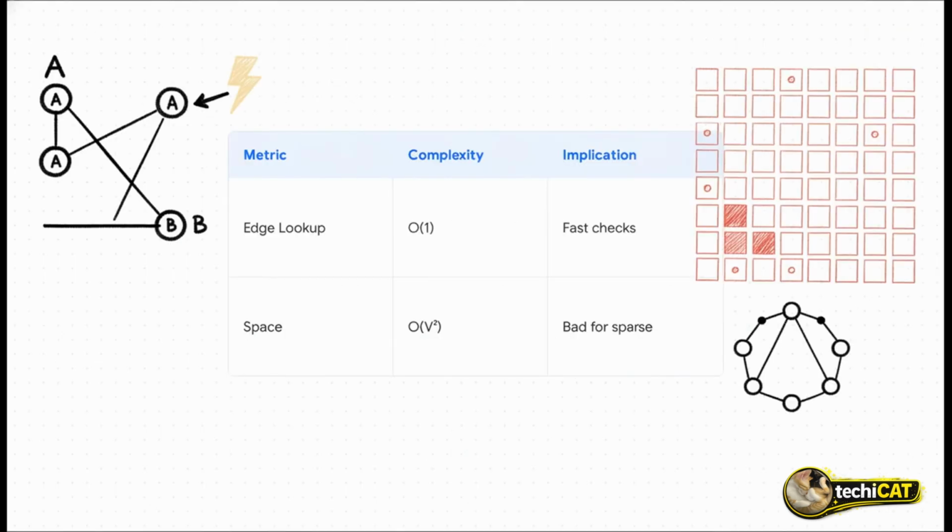But here is the massive trade-off. Checking if node A connects to node B is instantaneous. We're talking a lightning-fast O(1) lookup. However, look at that space complexity, O(V^2). If you have a million users with, say, 5 friends each, you're forcing the computer to build a grid of 1 trillion cells. That's like renting a massive 50-story skyscraper just to run a 2-person startup. Most of the grid is completely empty, which makes it a really terrible choice for real-world, sparse graphs.